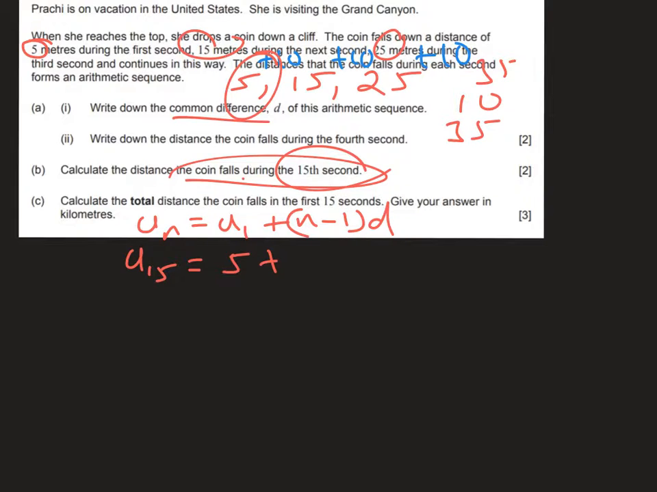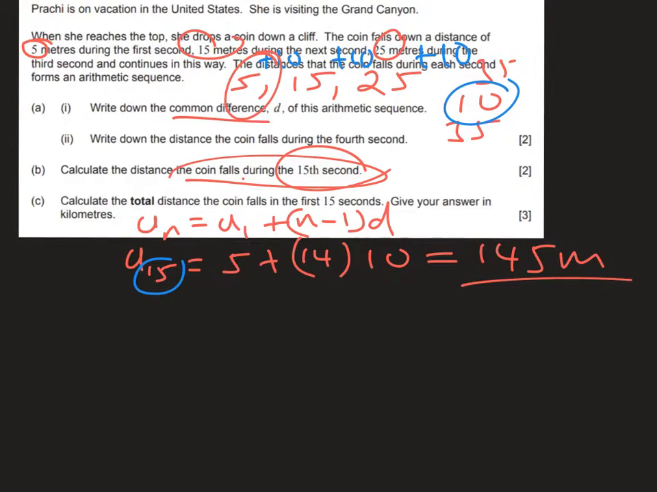Well, n is here. This is what we're interested in. So n minus 1 is going to be 14 times the common difference, which we found up here was 10. So that's going to be 5 plus 14 times 10, 140, which is going to be 145 overall. So 145 meters is going to be the answer.